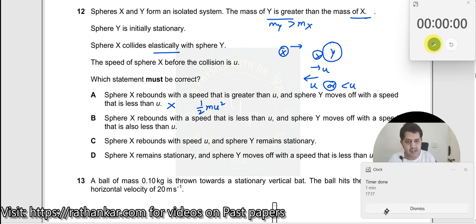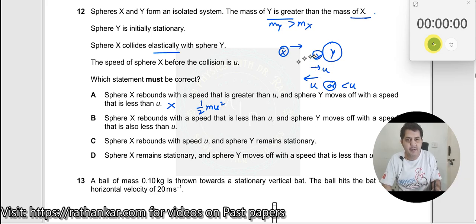If it is larger, that means it receives more energy. First of all, you cannot expect Y to give some energy to it, because Y is already at rest. It doesn't have any energy, so it definitely cannot give energy. So therefore, this is incorrect.